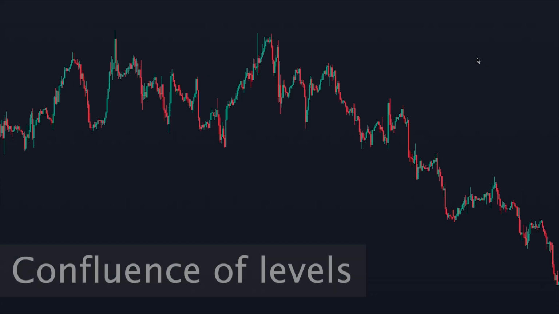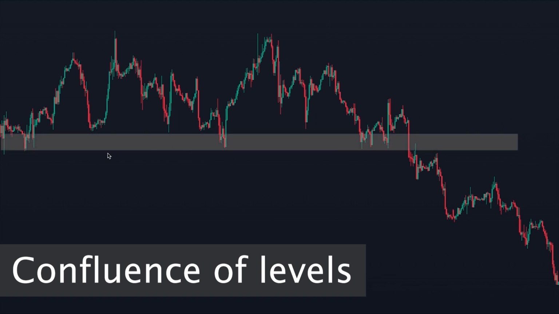Point number 3, confluence of levels. Confluence of levels on the chart provides you strong areas that can hold significantly. When you're analyzing the chart, always try to find confluence of levels because they show that the market participants have special attention to those areas. For example, on this chart, you can see that we have a strong support zone here.